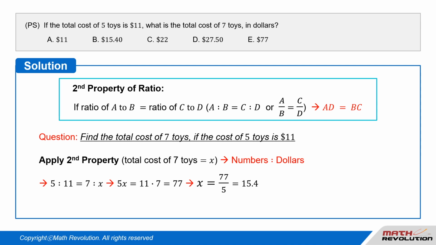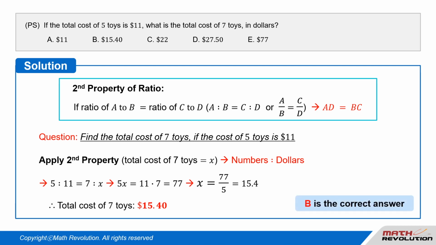5 times X equals 11 times 7, which equals 77. X equals 77 over 5, which equals 15.4. Therefore, the total cost of 7 toys is $15.40. And B is the correct answer. Answer? B.